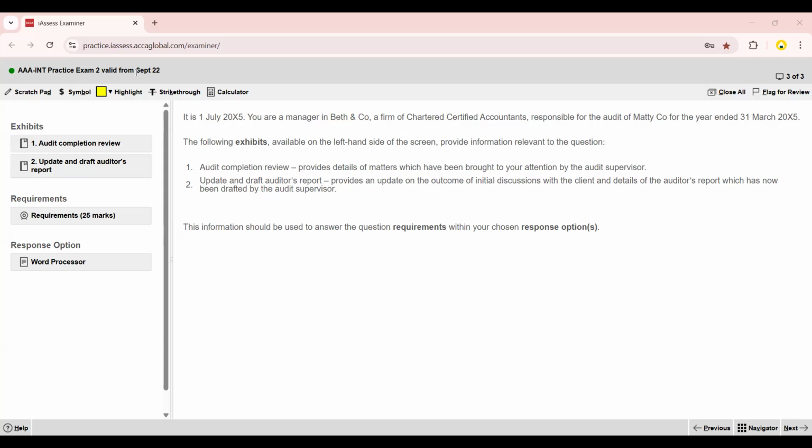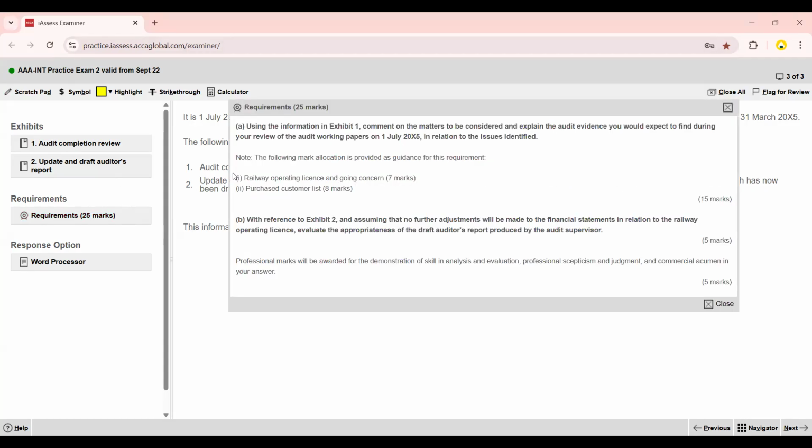It provides details of matters which have been brought to your attention by the audit supervisor. Exhibit number 2, update and draft auditor's report. It provides an update on the outcome of the initial discussion with the client and details of the auditor's report, which has now been drafted by the audit supervisor. This information should be used to answer the question requirements within your chosen response option. First, read the requirements.